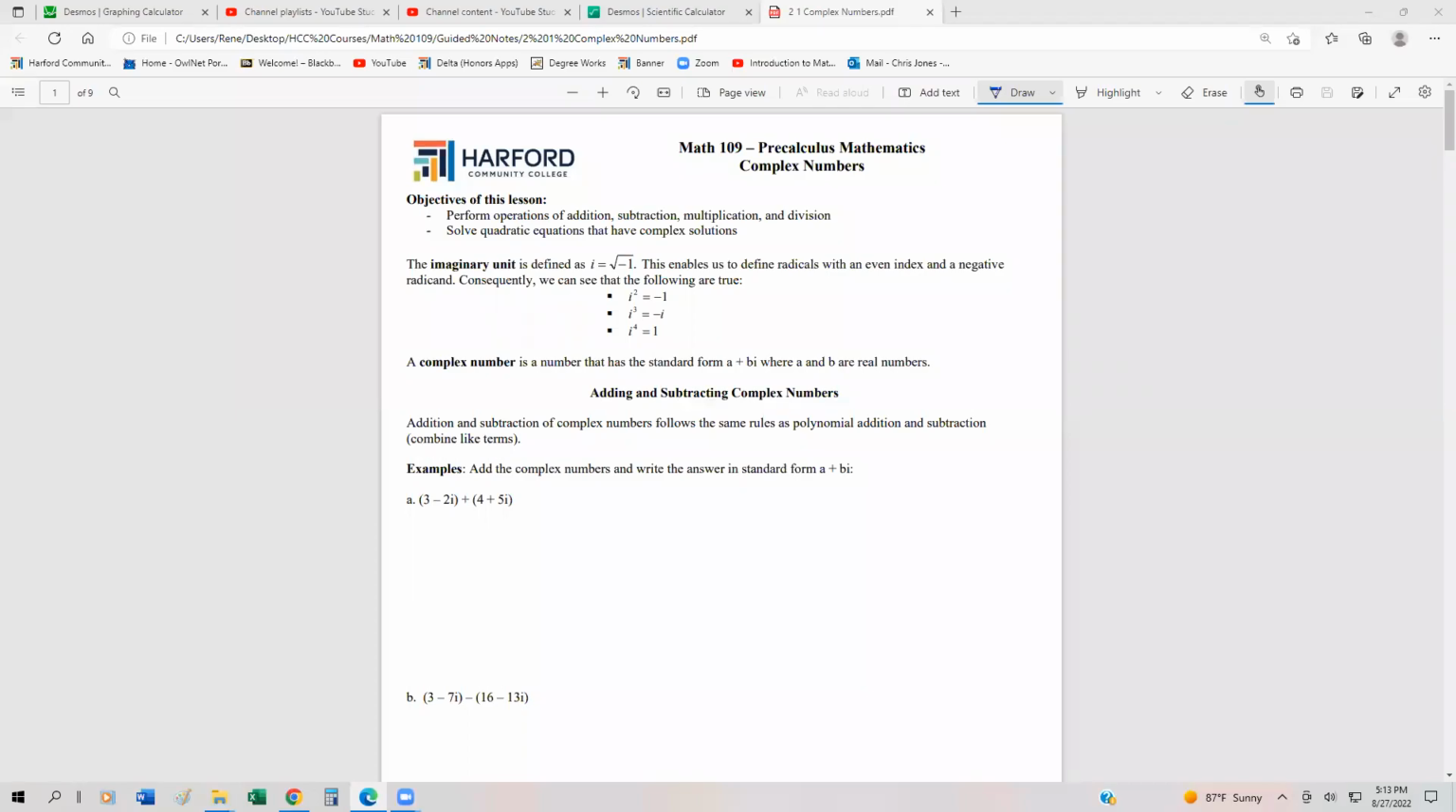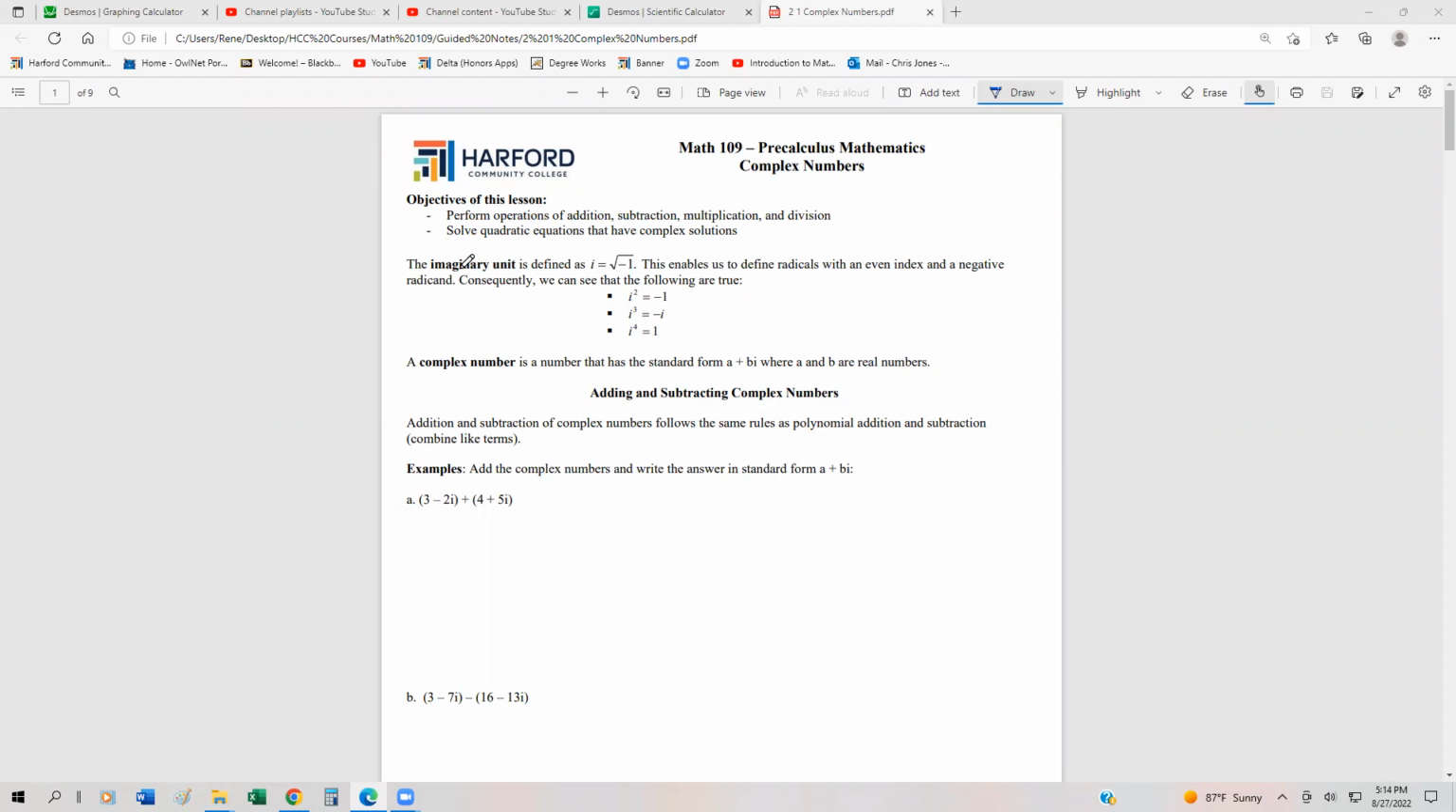In this section, we're going to look at these things called complex numbers. What we're going to do first is start by identifying what the imaginary unit is. Then we're going to be able to perform addition, subtraction, multiplication, and division operations on complex numbers. And finally, the whole purpose for us to be able to work with complex numbers is to be able to solve quadratics that do not have real solutions. So that's what we're going to do: solve those types of quadratics.